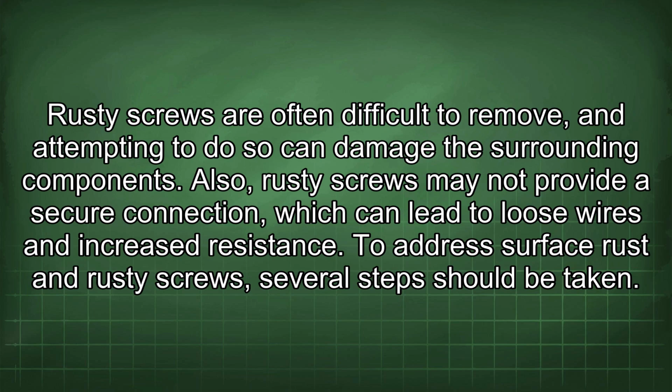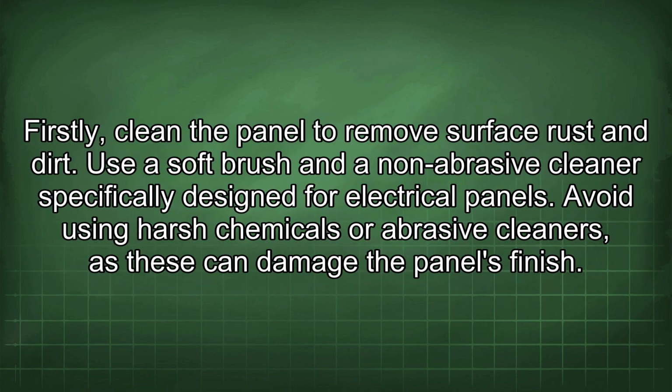To address surface rust and rusty screws, several steps should be taken. Firstly, clean the panel to remove surface rust and dirt. Use a soft brush and a non-abrasive cleaner specifically designed for electrical panels. Avoid using harsh chemicals or abrasive cleaners, as these can damage the panel's finish.